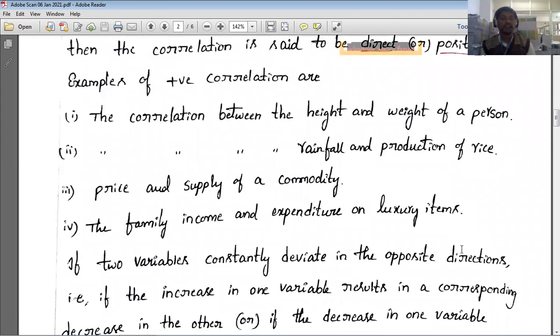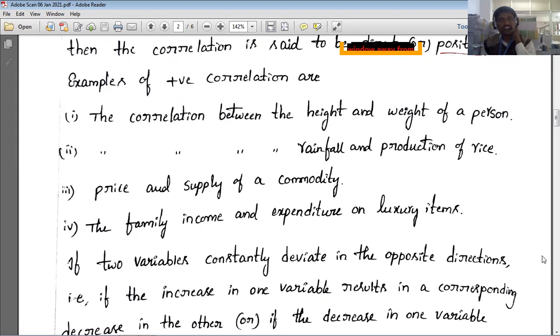These are a few examples of positive correlation. The correlation between the height and weight of a person. Height and weight both increase together. If the height increases, along with it the weight increases. Both are increasing, and both can decrease. After a certain age, decreasing means weight only, not height. So when one is higher and the other lower, that comes under negative also. Height is increasing, weight decreasing.